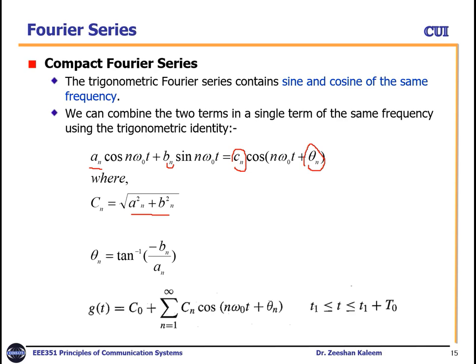In this way, you can write the previous equation in compact form. This is called the compact form of the Fourier series. C naught is similarly the DC term, plus the sum from n equals 1 to infinity of Cn cos(n omega naught t plus theta n). The range is from T1 to T1 plus T naught.